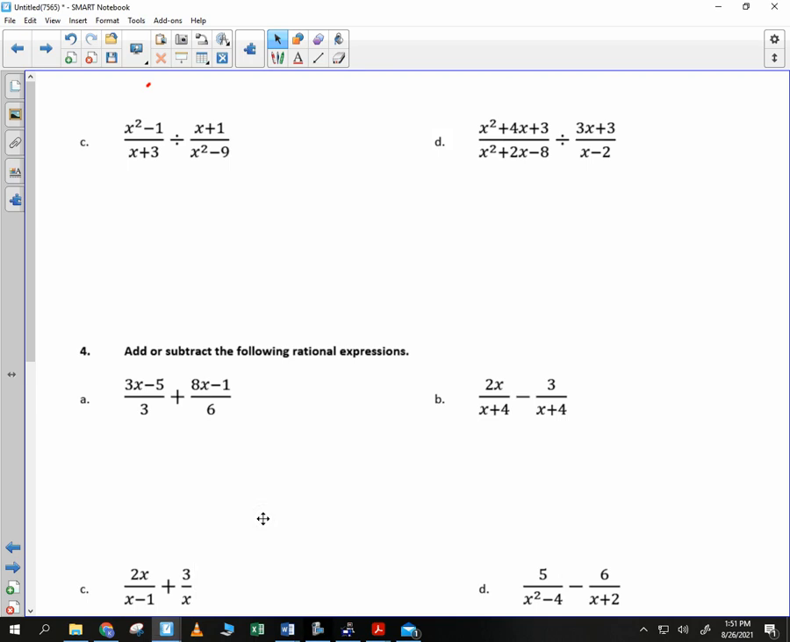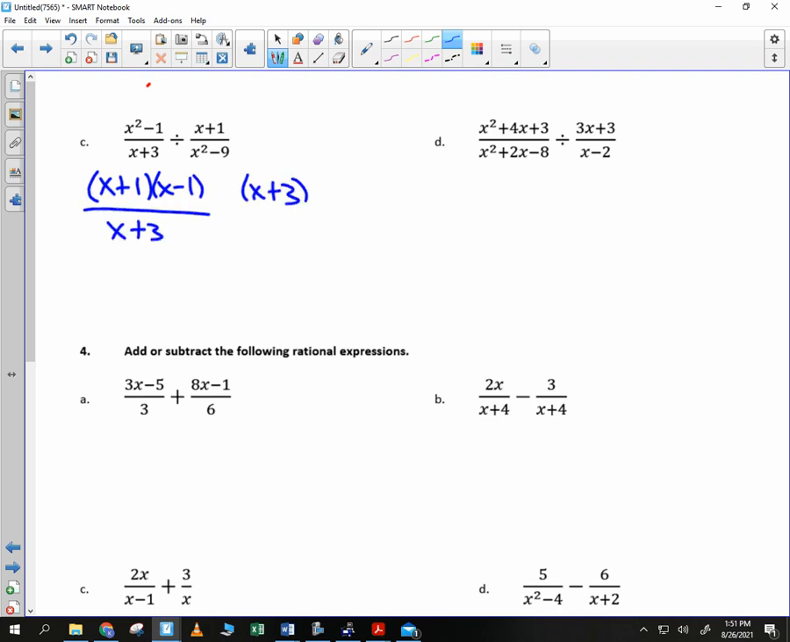Okay, here we go. So we have x plus 1 times x minus 1 over x plus 3. And then you should have x plus 3 times x minus 3 over x plus 1. And so the plus 1s will cancel, plus 3s will cancel. The quantity x minus 1 times the quantity x minus 3. Again, you can leave it in factored form. You don't have to multiply it out.